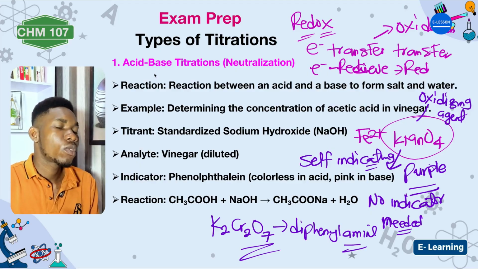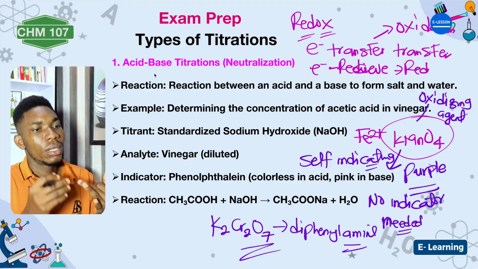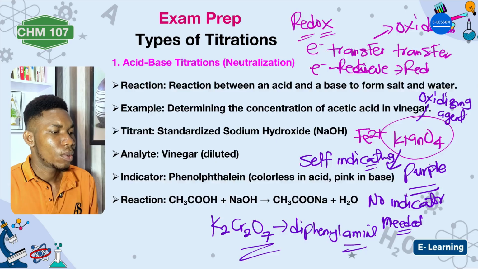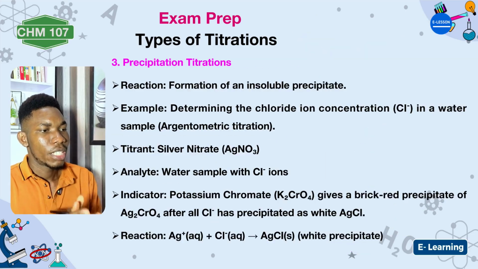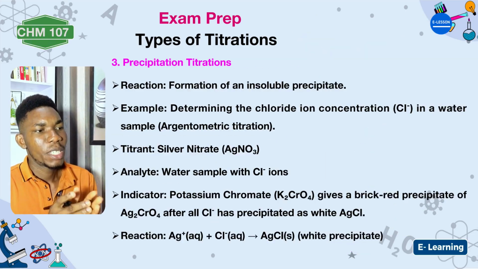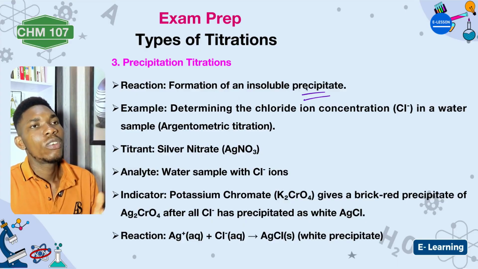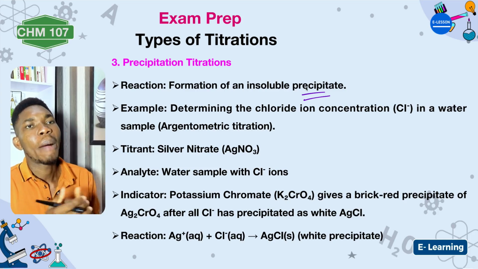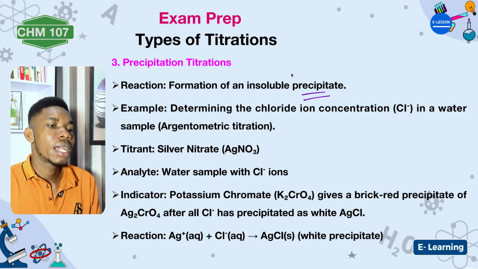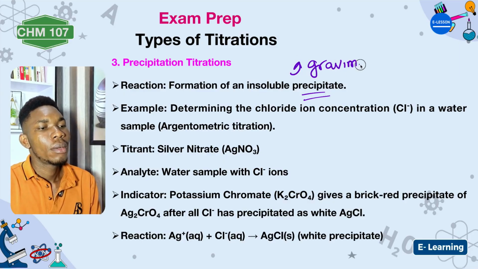So the ones we've discussed so far are acid-base titration and redox titration. Is that okay? The next one is precipitation titration. Now, precipitation titration is the formation of an insoluble precipitate. The insoluble precipitate will be filtered out, and then you measure the amounts present. It's often the technique that is employed in gravimetric analysis. Now, how does it work?